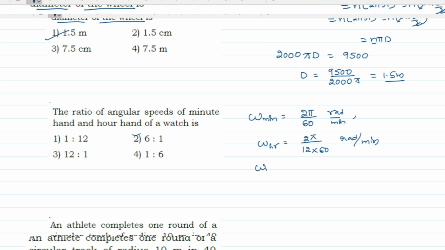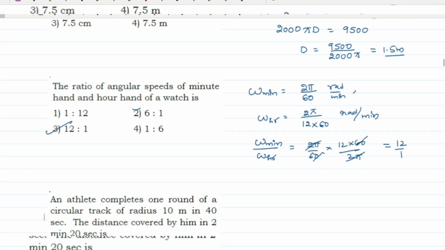Now they are asking for the ratio. So omega minute hand to omega hour hand, which is nothing but 2 pi by 60. When you bring it into the denominator and the other into the numerator, it becomes 12 into 60 by 2 pi. The 2 pi gets cancelled, 60 gets cancelled, and here we will be getting 12:1. Let us see the next question.